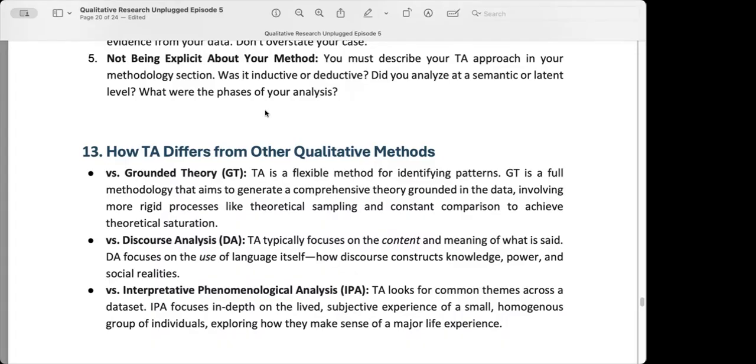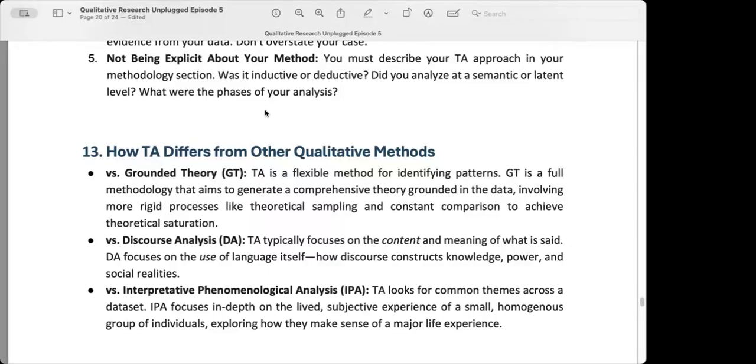Interpretive phenomenological analysis, IPA, by contrast, has a much narrower and deeper focus. It concentrates in depth on the detailed, lived, subjective experience of a small, intentionally homogeneous group of individuals. Its primary goal is to explore how these specific individuals make sense of a particular significant life experience, like living with a chronic illness or undergoing a major career change.